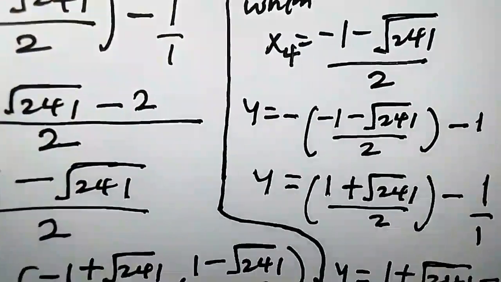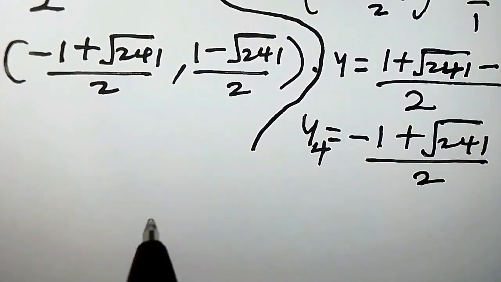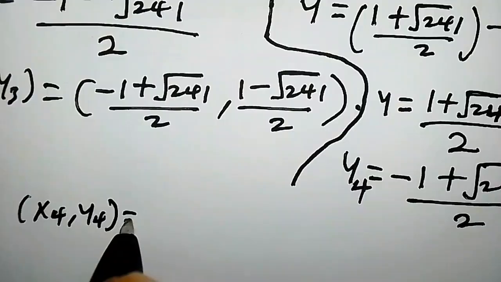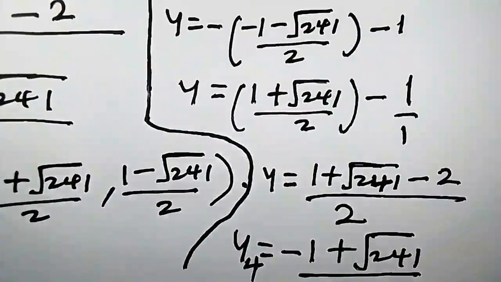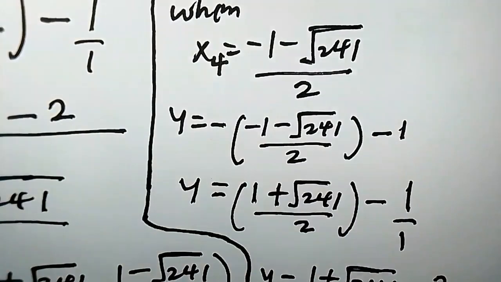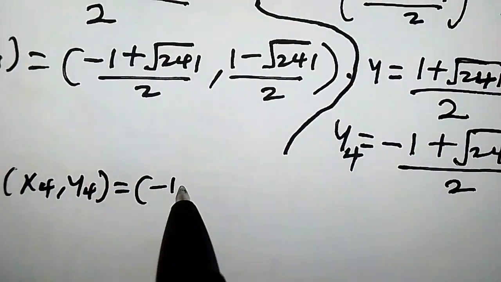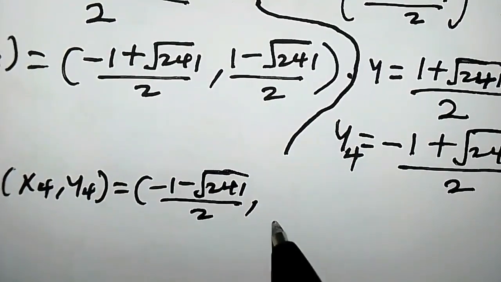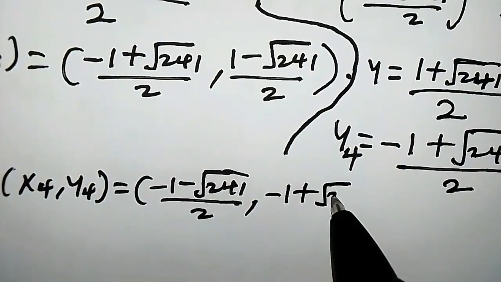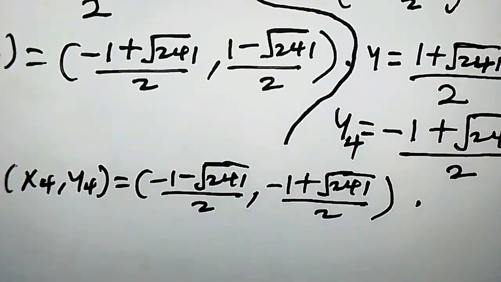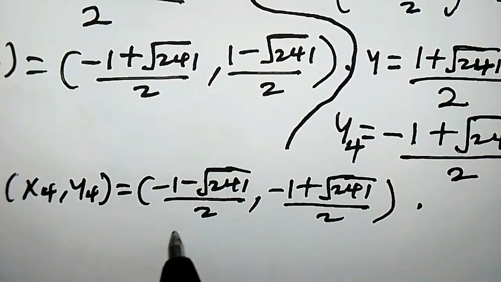This means that the fourth solution, which is x4 comma y4, is equal to, the value of x4 is minus 1 minus root 241 divided by 2, comma, and y4 is minus 1 plus root 241 divided by 2. This is the fourth solution.